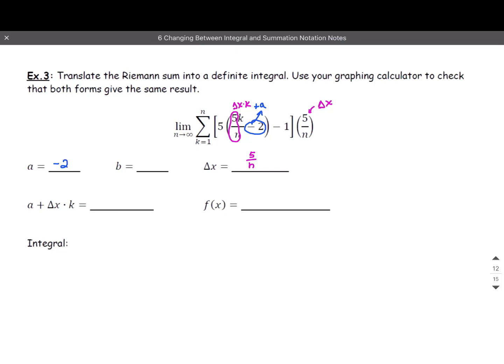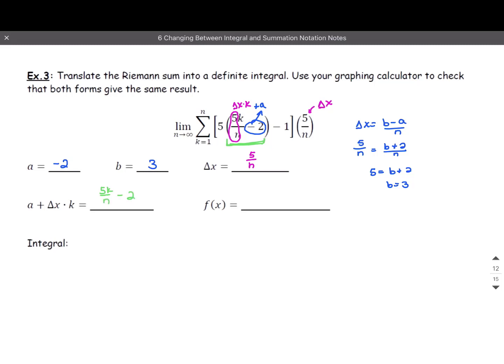So let's take a moment. Delta x equals b minus a over n. Delta x is 5 over n. So we need b minus, our a is negative 2, so that's plus 2 over n. That means that 5 has to equal b plus 2, so b must be 3. Now, what is a plus delta x times k? That's this part in the parentheses, right? The negative 2 plus 5k over n, and we had minus 2.